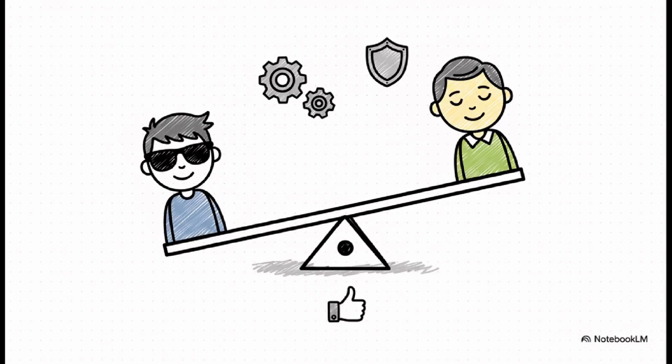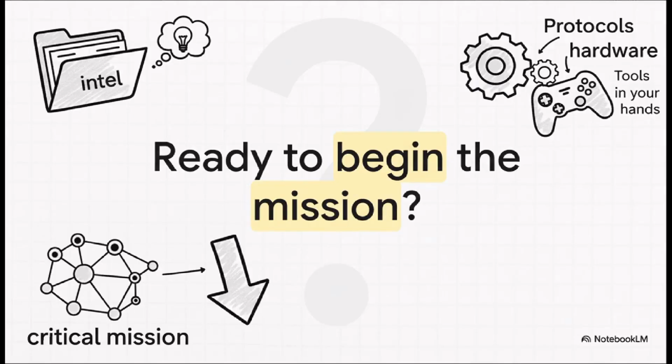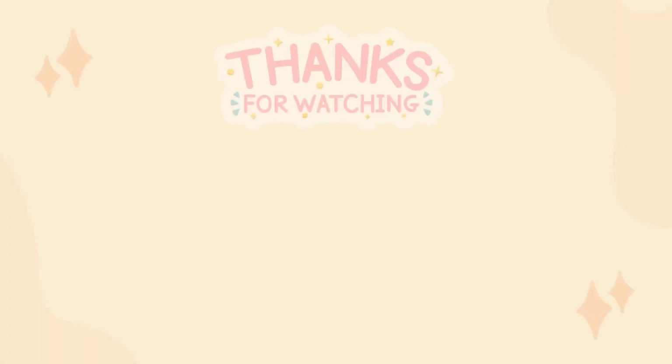And this is the ultimate outcome, right? This is what happens when you successfully implement the manual. You get to stay cool, they get to stay calm, and maybe most importantly, everyone survives puberty. It's a mutually beneficial arrangement that leads to total system-wide stability. So, you now have the intel, you have the protocols. The hardware is complex and the mission is absolutely critical, but the tools are in your hands. So the only question that's left is, are you ready to begin?